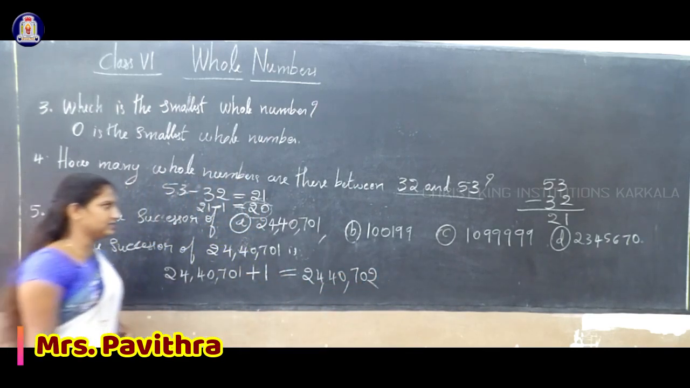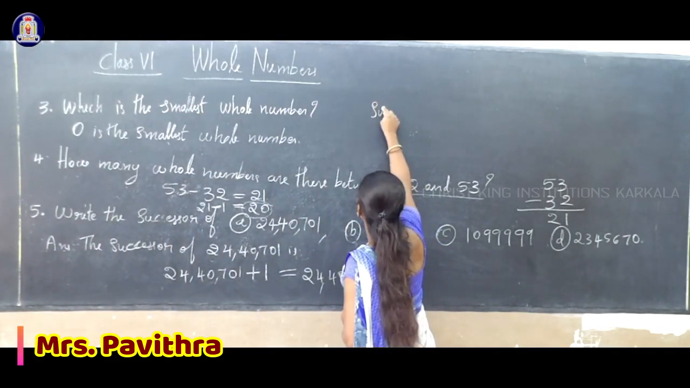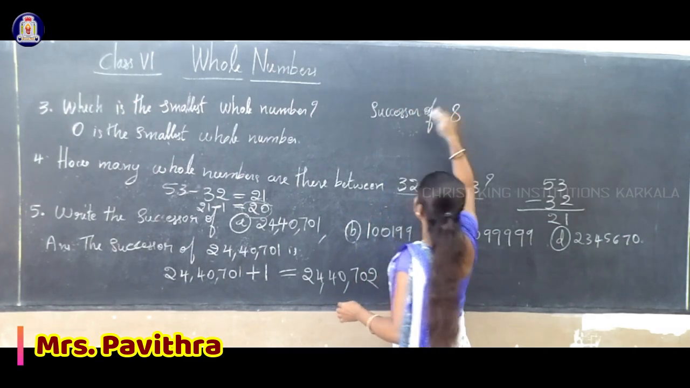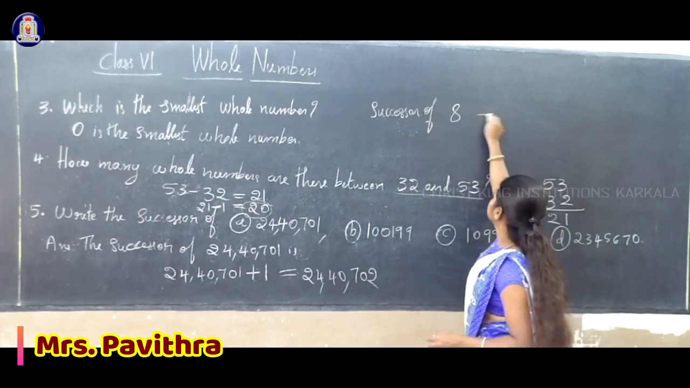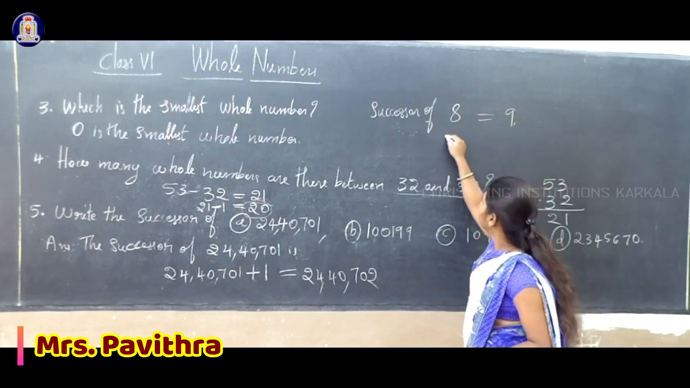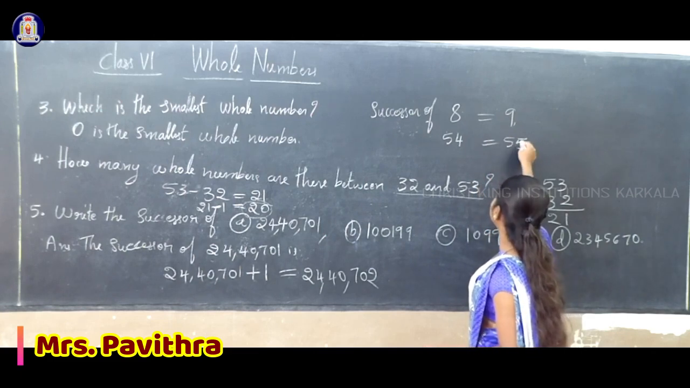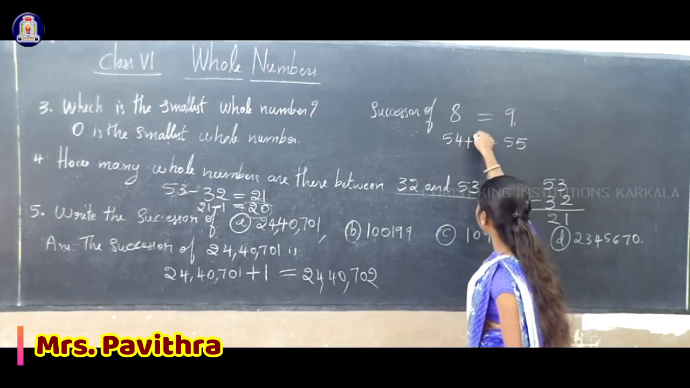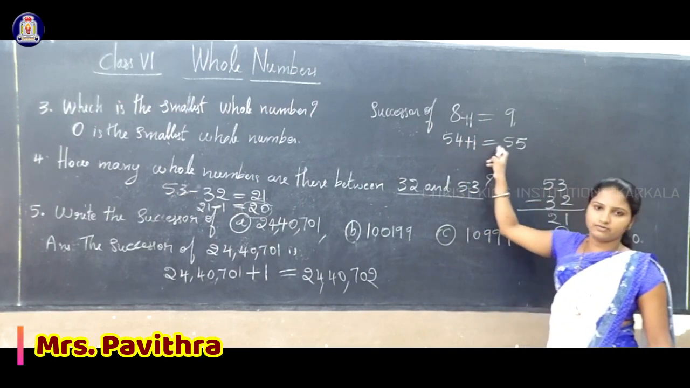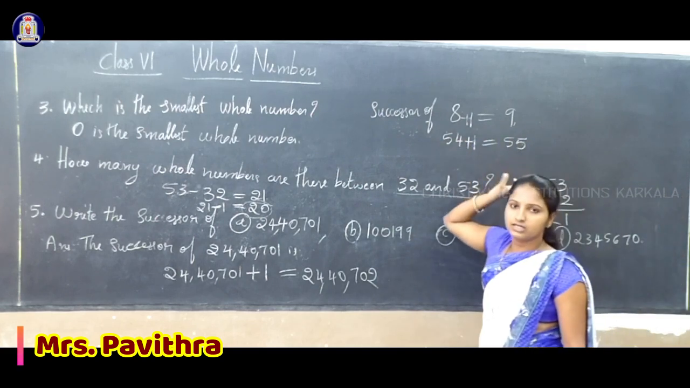Clear? So if I consider a small number, you find it easy. If I ask to write the successor of 8, it is 9. Clear? Successor of 8 is 9. Successor of 54 is 55. How will you get this answer? You just have to add 1. So 54 plus 1 we get 55. This is the successor of the given number.